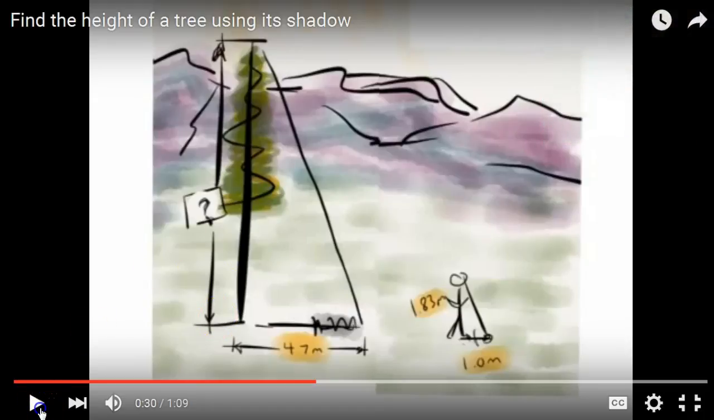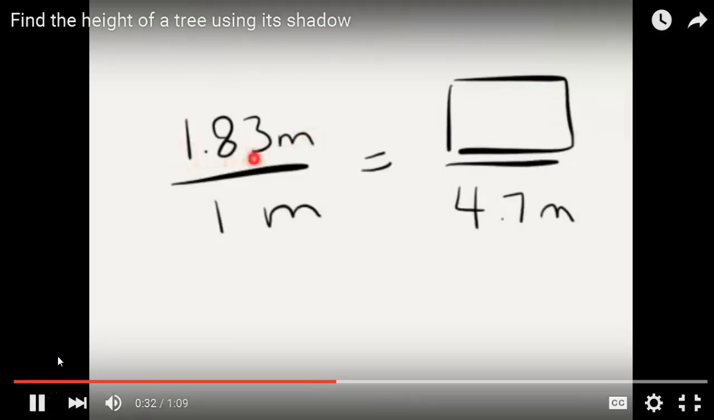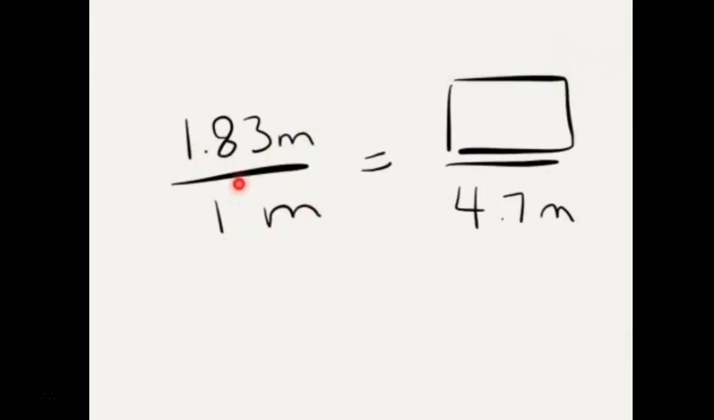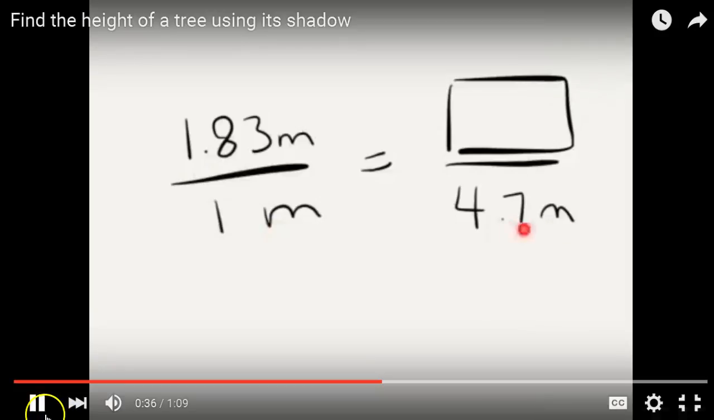Let's keep it going. My height is 1.83 meters. My shadow is 1 meter long. The shadow of the tree is 4.7 meters. Can we find the height?